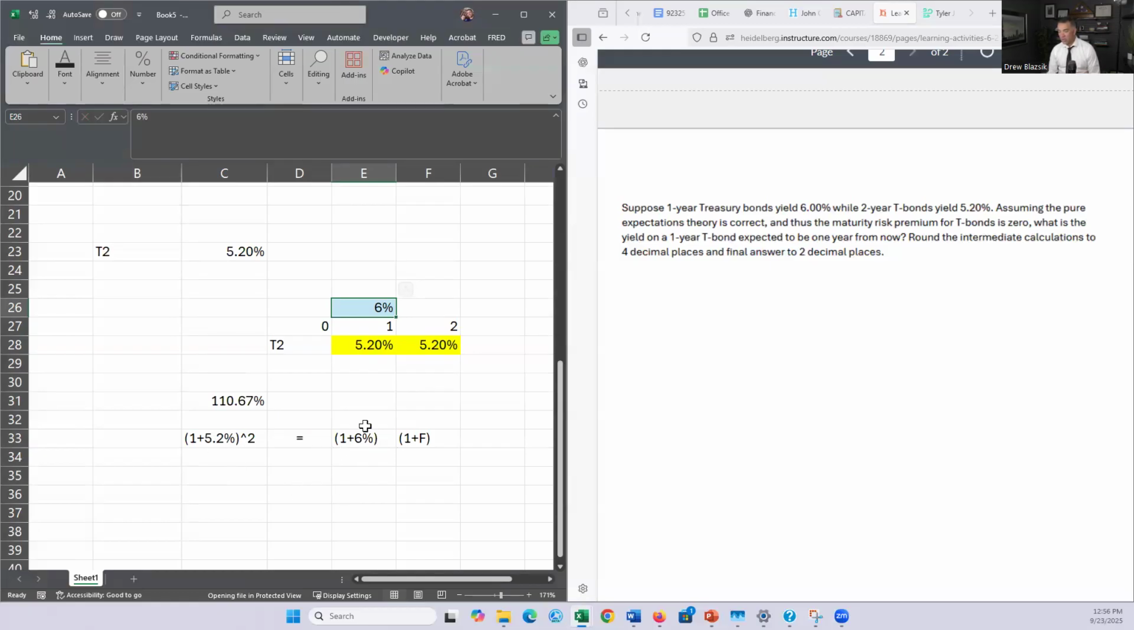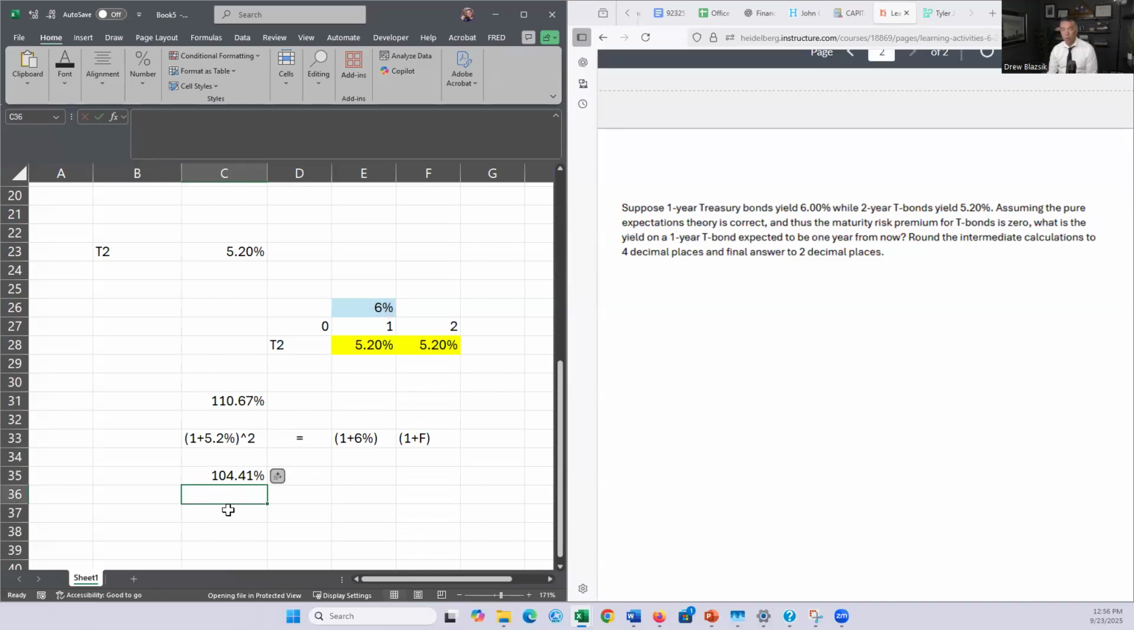So that 2-year treasury would be equal to individual year treasuries. So what we would say, I'm going to type it up again. I'm going to say 1 plus the 5.2 to the power of 2. And what I'm going to do is get rid of the 1 plus 6% on that side. So I'm going to divide it, right? Because I want that interest rate by itself. I'm going to divide it by 1 plus that 6%. And it's to the 1 power because it only happens for 1 year.